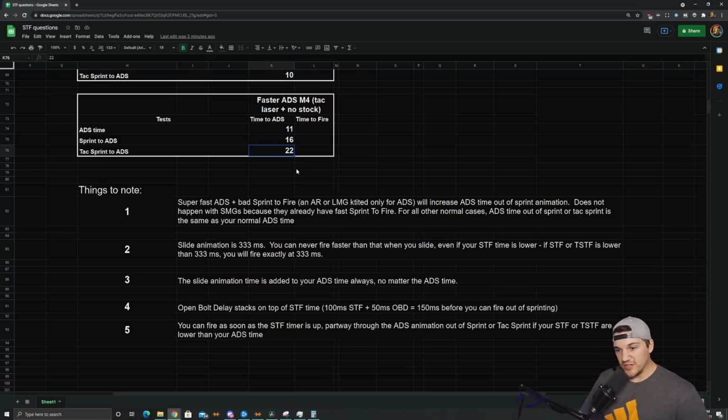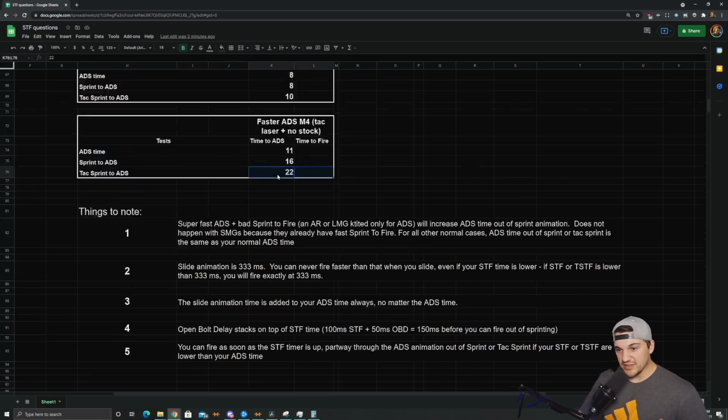But that's a very, very specific case. If you have a normal gun that has reasonable ADS time and you don't mess with the sprint to fire times at all, your ADS time going into your sprint or coming out of your sprint is exactly the same as your regular ADS time. Same with your ADS coming out of a Tac Sprint, it will be exactly the same as your regular ADS time.